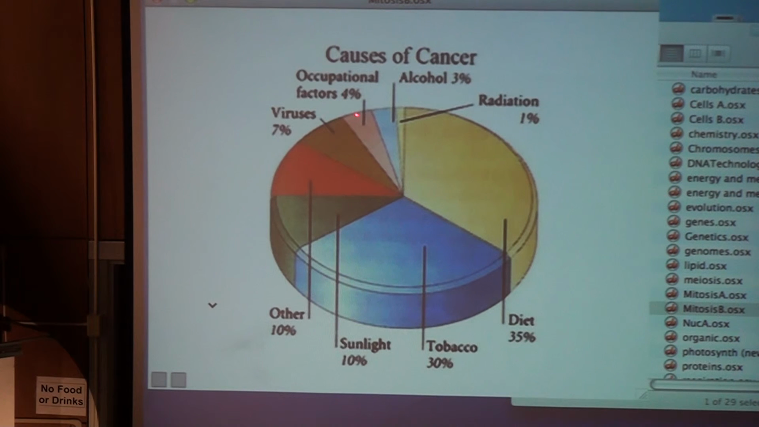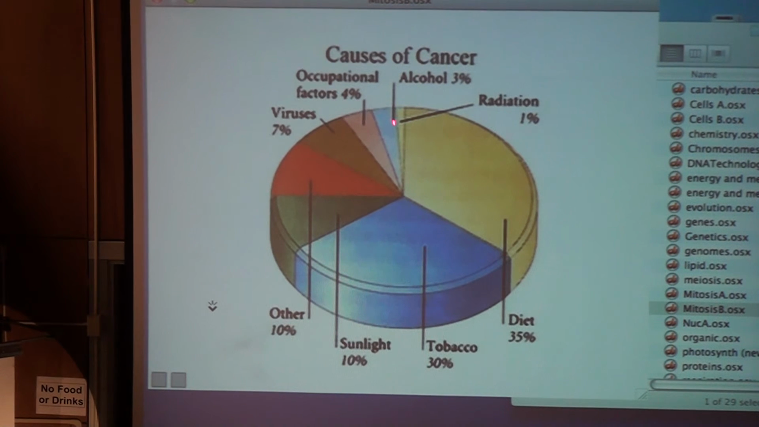Occupational factors: people who work with substances that are carcinogenic, a classic example being coal miners. I'm sure they have respiratory protection these days, but in the older days, the coal miners would breathe in a lot of coal dust, and that would cause cancer in the lungs. Asbestos workers used to be exposed to a lot of asbestos fibers and also got lung cancer.